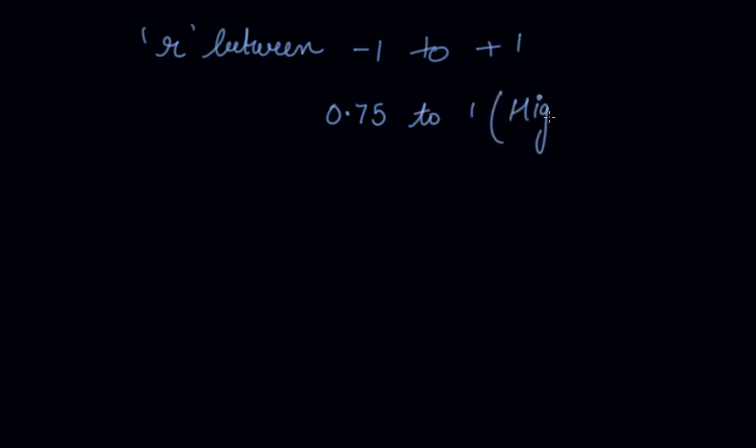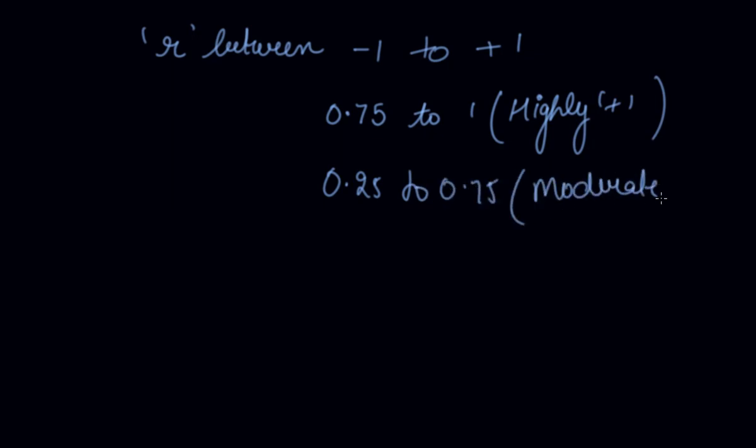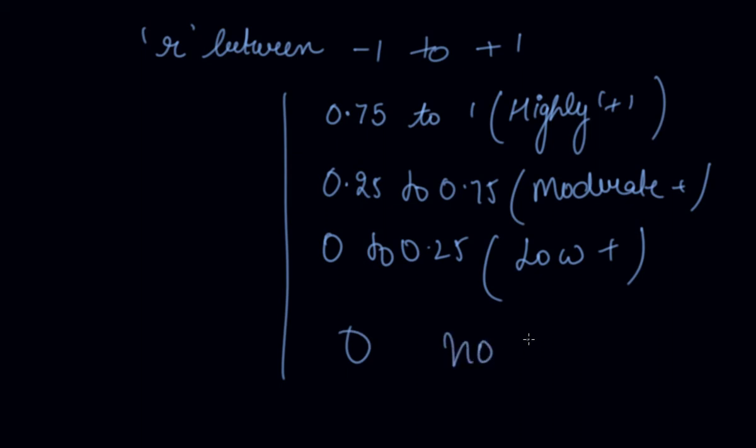The correlation will lie between -1 to +1. So if it lies between 0.75 to 1, then it is highly positively correlated. If it lies between 0.25 to 0.75, then it is moderate positive correlation. From 0 to 0.25, it is low positive correlation. 0 means no correlation.